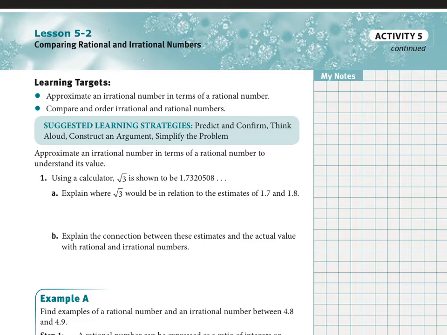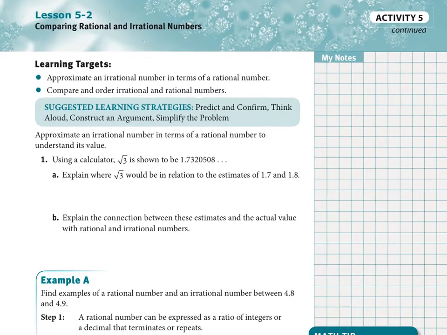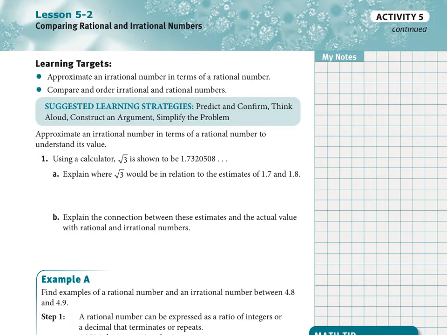Let's take a look at number one. If we use a calculator and put in the square root of 3, it's going to be 1.7320508 dot dot dot. Remember, this is an irrational number because it does go on forever. There's no repeating pattern, and with many square roots, if the number's not a perfect square, it's going to be an irrational number.